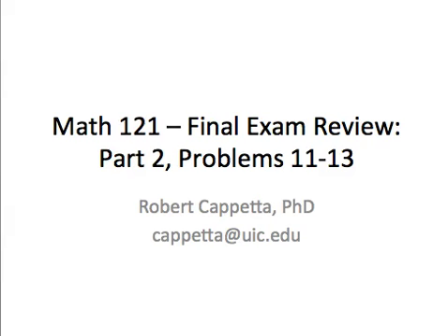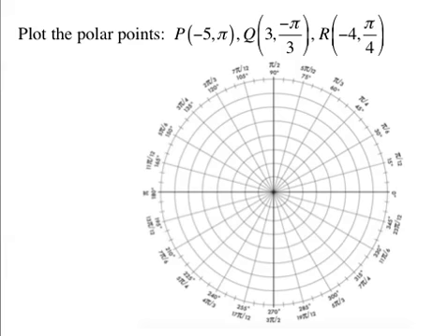Final Exam Review, Part 2, Problems 11 through 13. We want to plot these polar points. We have P, which is (-5, pi), Q, which is (3, -pi/3), and R, which is (-4, pi/4).